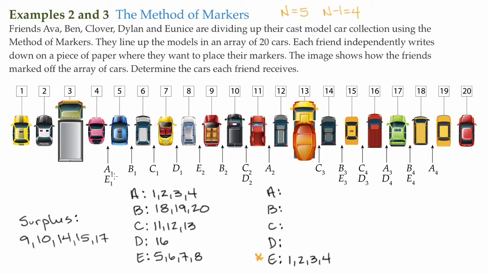As we continue on until we get to the second marker, that's Eunice again, but Eunice was just awarded her first section. So the next one is going to be Ben. So Ben's going to get all the cars between his first marker and his second marker. That's these right here, 6, 7, 8, and 9.